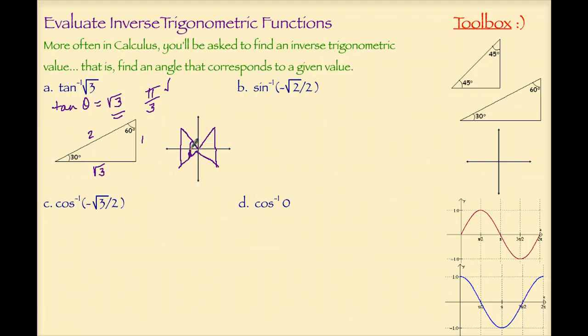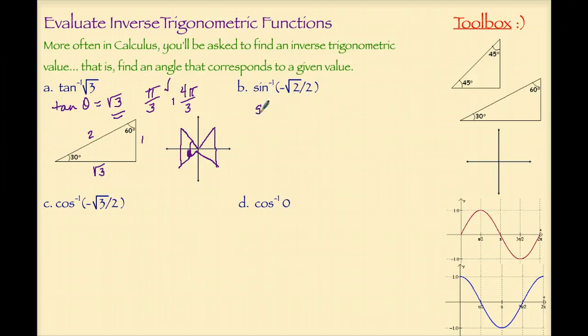What is the pi over 3 angle that shows up in quadrant 3? Well, remember, this is 1 pi over 3, 2 pi over 3, 3 pi over 3, 4 pi over 3. That's the pi over 3 reference angle in the third quadrant. So those are the two answers for letter A. Now let's do letter B.